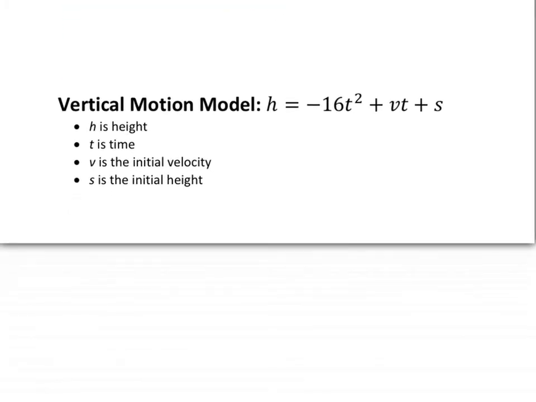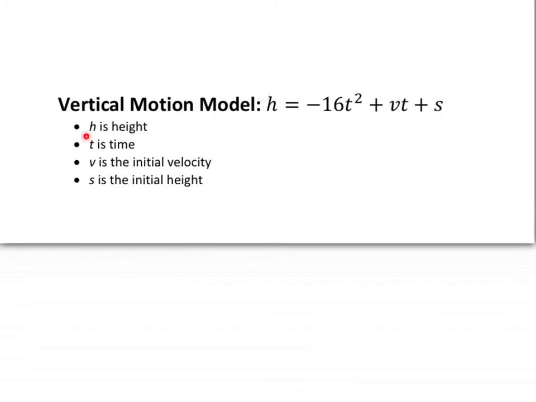The last thing we're going to work with here is the vertical motion model: h equals negative 16t squared plus vt plus s. This is an equation that I'm going to give to you, and you're going to have to be able to use it to solve problems.